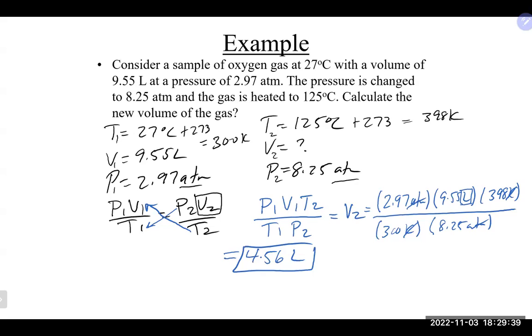Any questions on that one? I'd say this one sometimes gives people a really hard time because of the rearranging. If that's a problem for you, you should take some time to make sure you know how to properly rearrange these. Any questions on the combined gas law here?